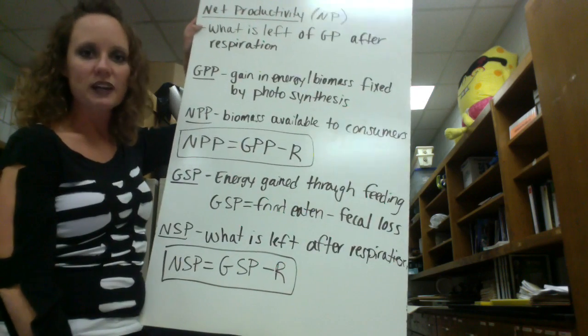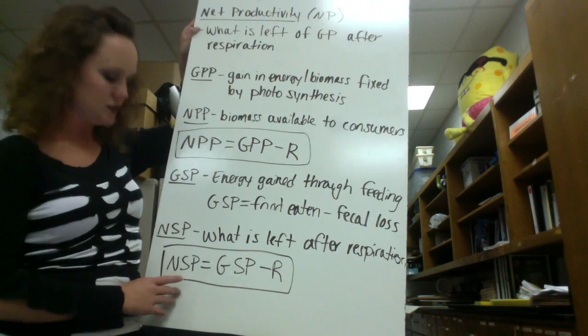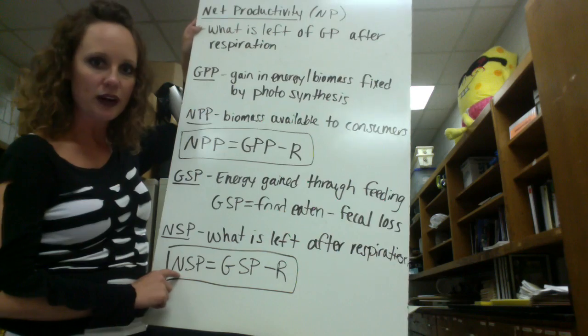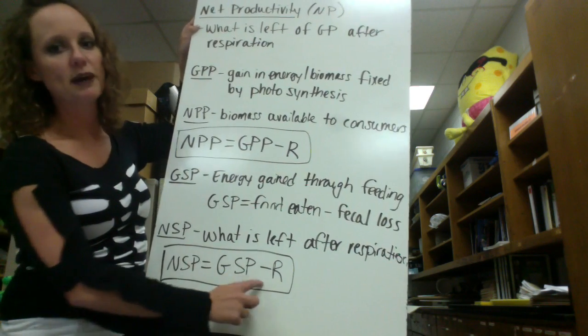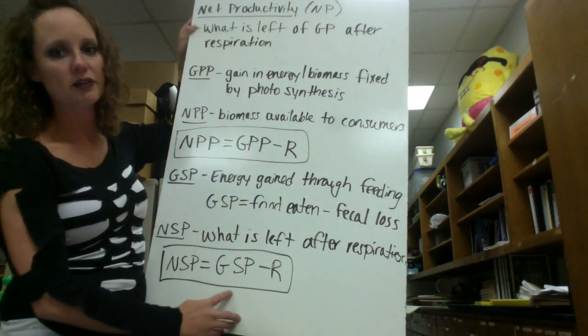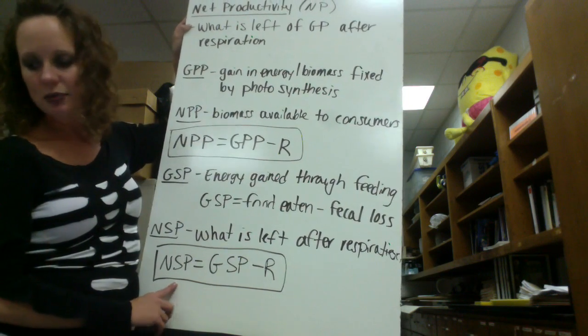All right, so now after that consumer uses some of that for its own processes for respiration, what's available for the next trophic level, we do the same thing. It's that net secondary productivity is going to be equal to the gross minus respiration, or you can rewrite it, the gross is equal to net plus respiration.